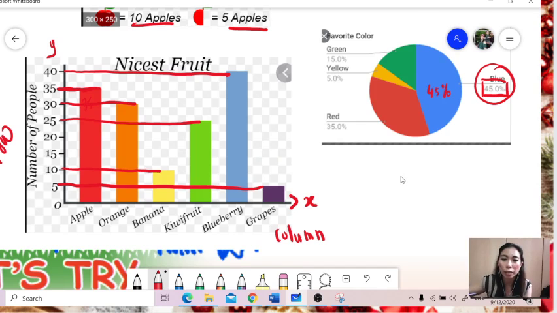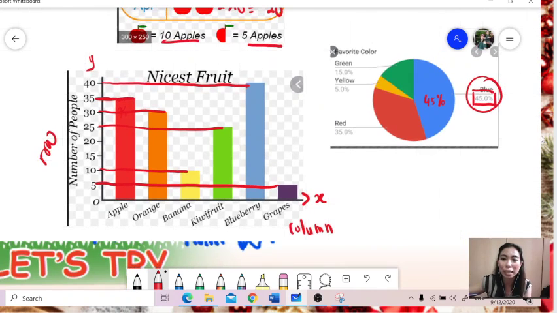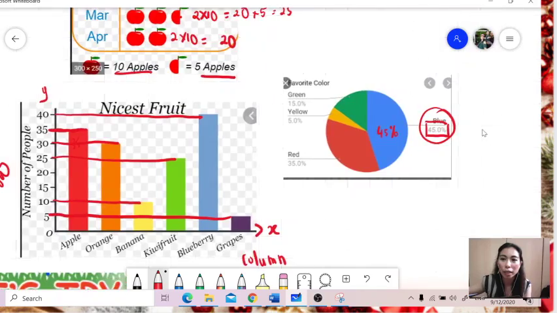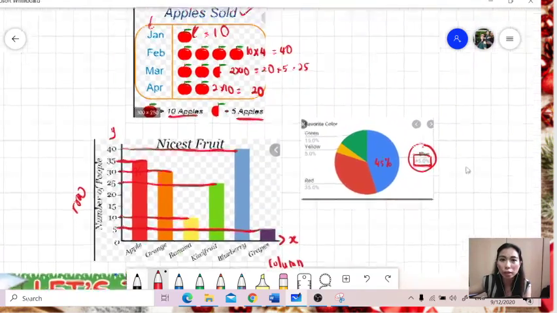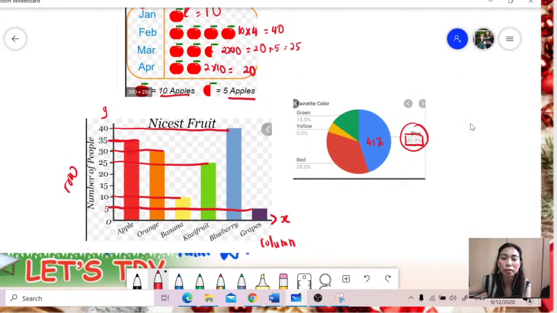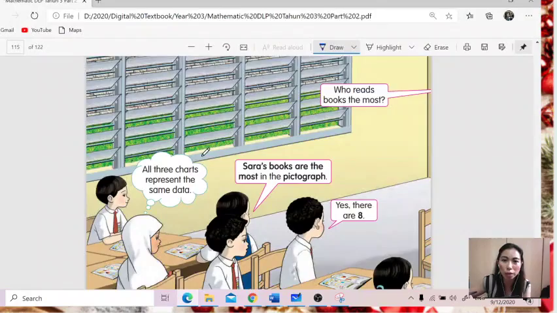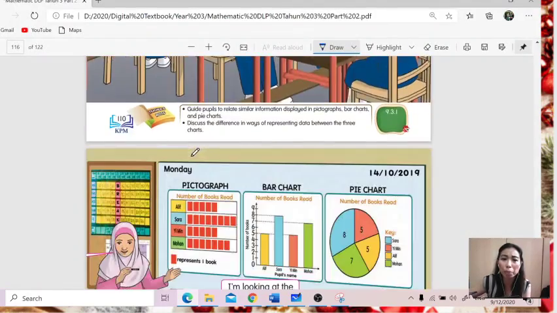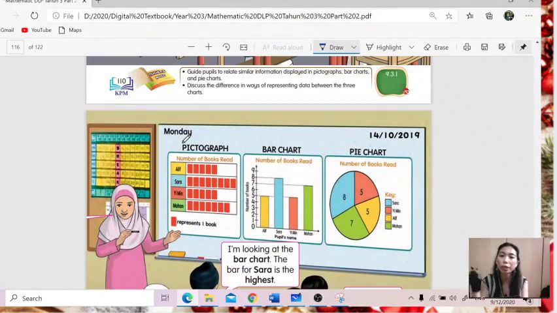So these are all the examples of pictograph, bar chart and also pie chart. So let us look into your textbook. What's the relationship? You can represent your data using a pictograph. For example, just now, number of books read. Okay, Alif.